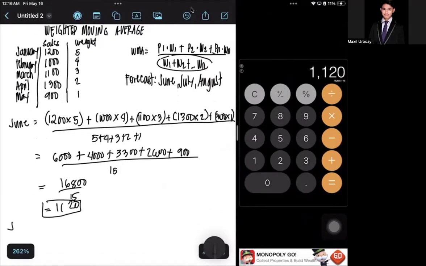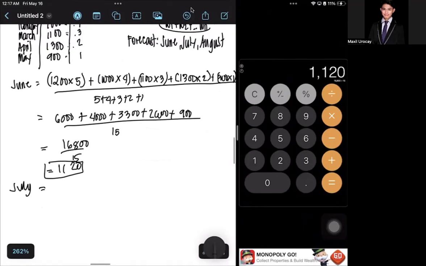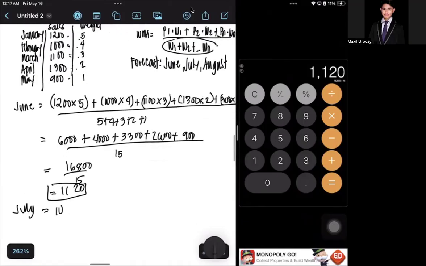What about for July? Since you were able to calculate June already, you now have the value for that one here. So what do you need to do? You have to shift February into January, March into February, April to March, May to April, and then June to May. So 1,000 will be used for the weight of 5, 1,100 for the weight of 4, 1,300 weight of 3, 900 weight of 2, then 1,120 weight of 1. This is basically shifting, the same as a simple moving average.